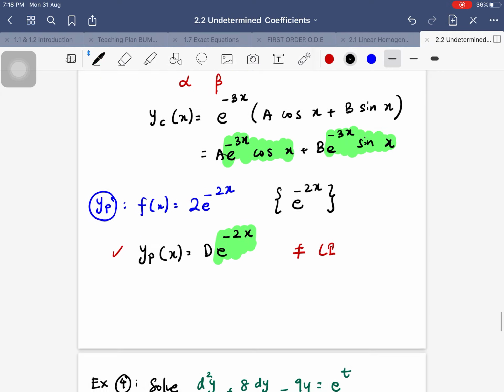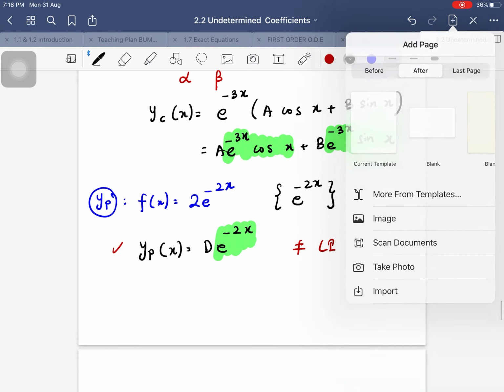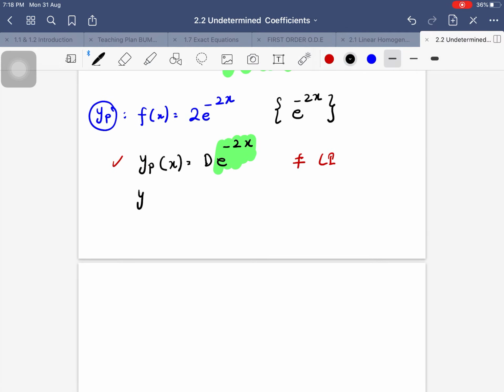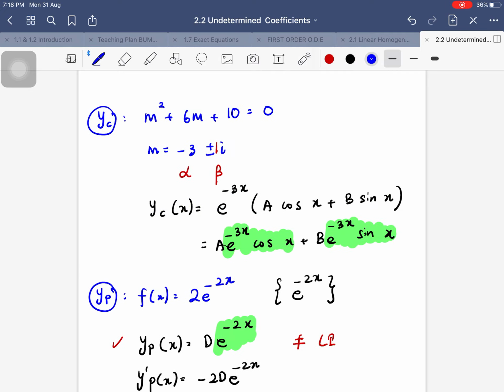Right, so I'm going to proceed to differentiating this twice. So my first derivative, y prime p, is going to be -2d exponential of -2x. And my second derivative will be given by 4d exponential of -2x. And now let's substitute this into the original equation.